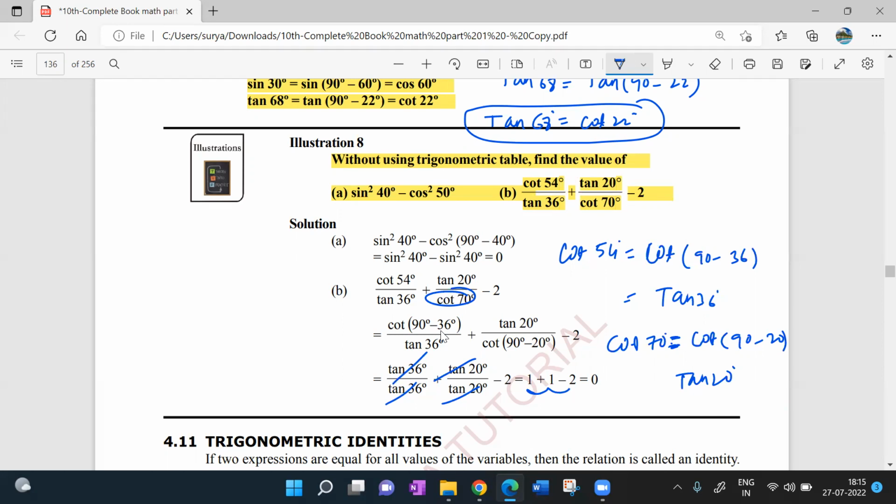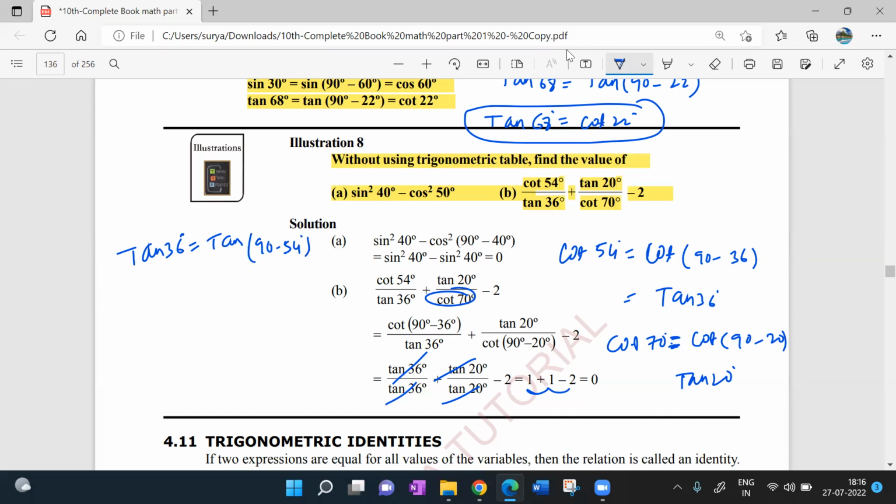B1, yes, sir. See, cot 54 is given to you. Tan 36, I'm converting it as cot 54. Tan 36 can be written as cot 54. How? You were absent in the last class, if I'm not wrong. No, sir, I was not in the last class. Did you go through the recording? I have to, sir. Today I'll do. That is why you didn't understand this.